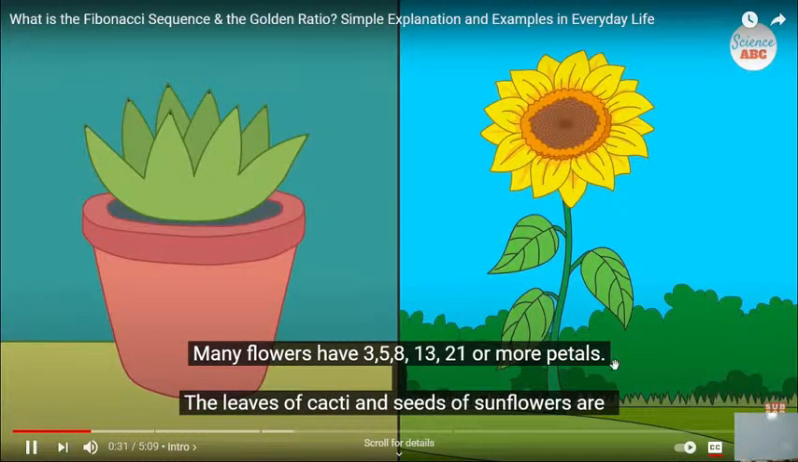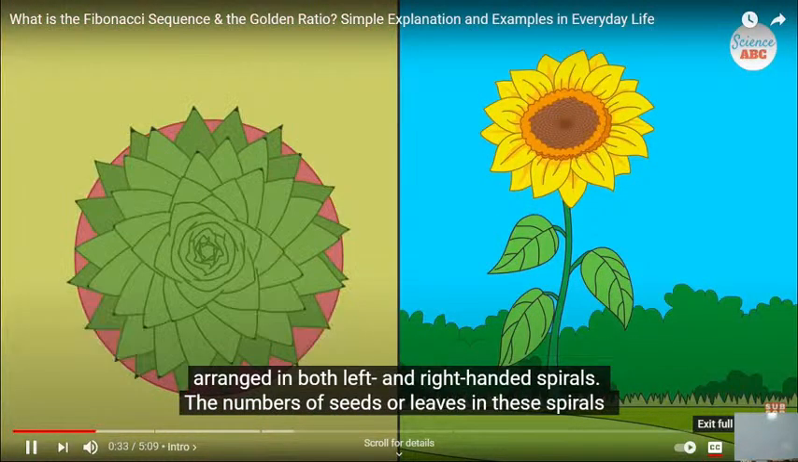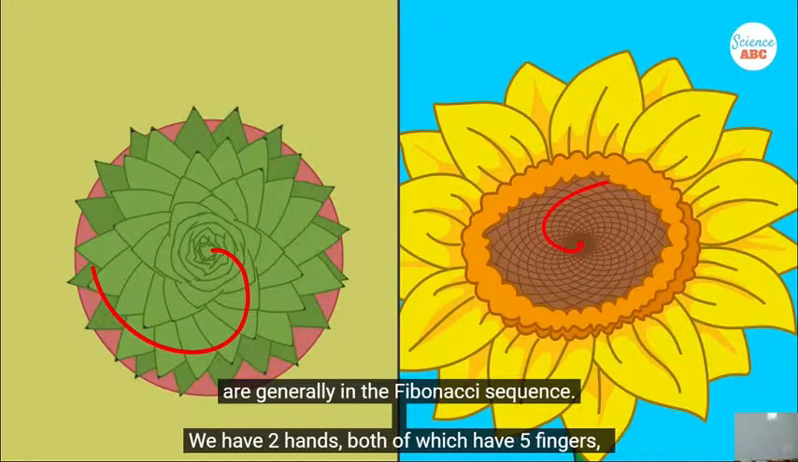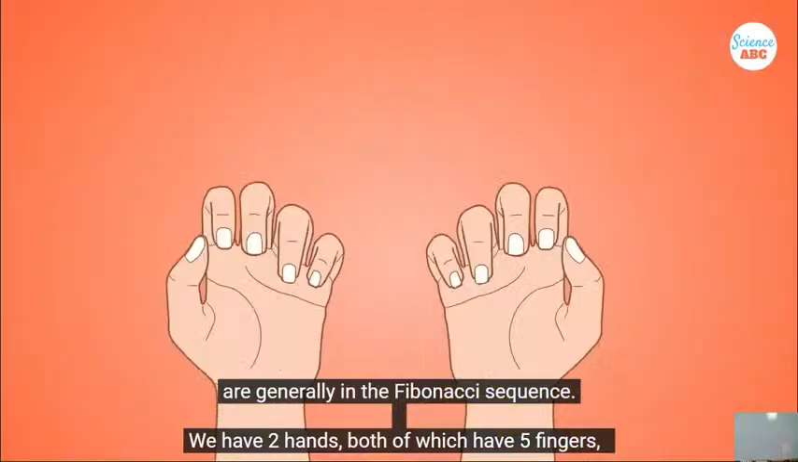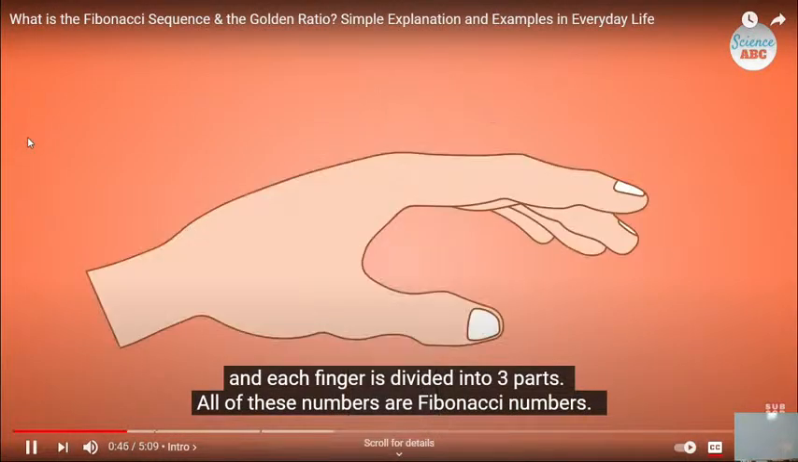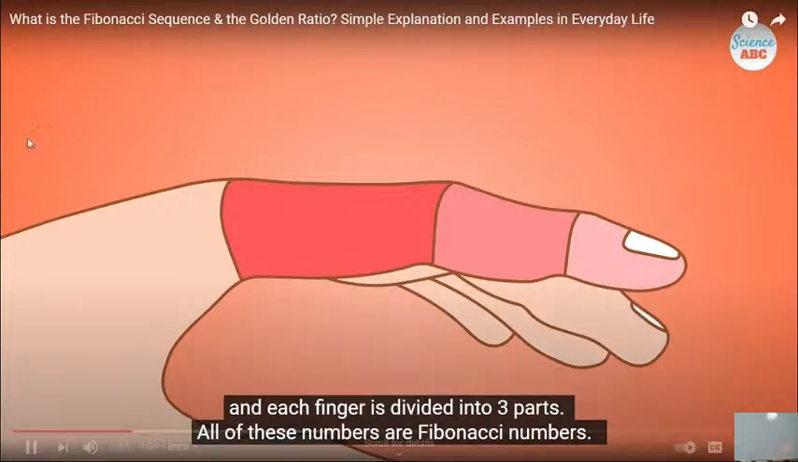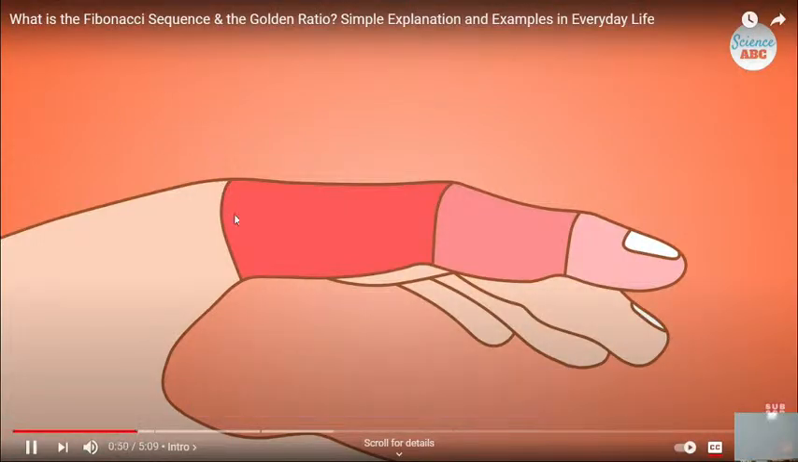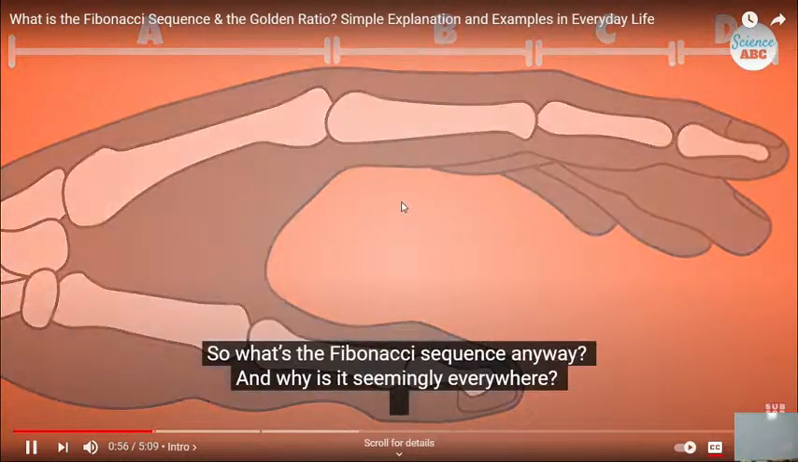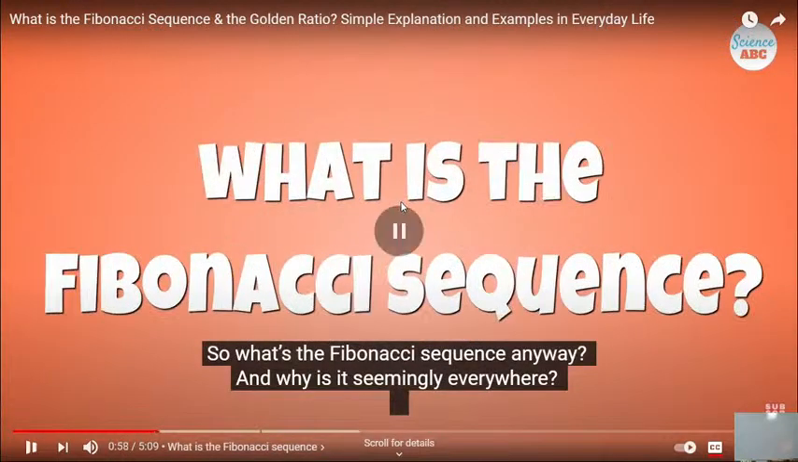The leaves of cacti and the seeds of sunflowers are arranged in both left and right-handed spirals. The numbers of seeds or leaves in these spirals are also generally in the Fibonacci sequence. We have two hands, both of which have 5 fingers, and each finger is divided into 3 parts. All of these numbers are also Fibonacci numbers. Moreover, the lengths of the bones in our hands also fit into Fibonacci ratios. So, what's the Fibonacci sequence anyway?